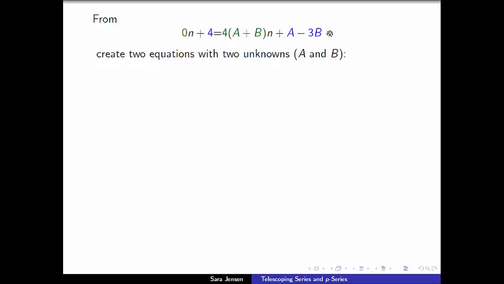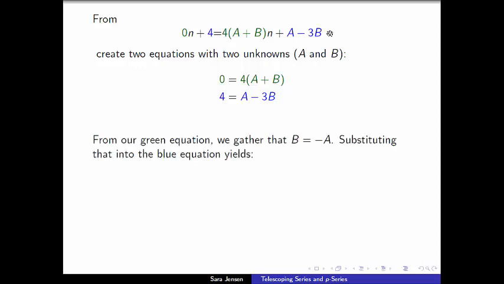And the way that we're going to do that is to set the colored parts equal to one another. 0 is equal to 4 times the quantity a plus b, and 4 is equal to a minus 3b. At this point, all we need to do is use some of our familiar techniques from algebra to solve for the variables in question, a and b.